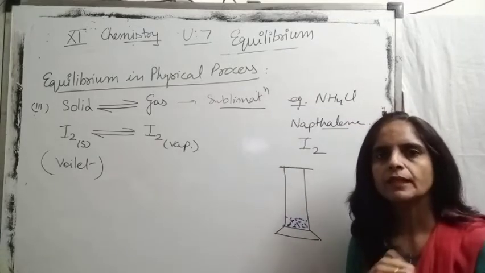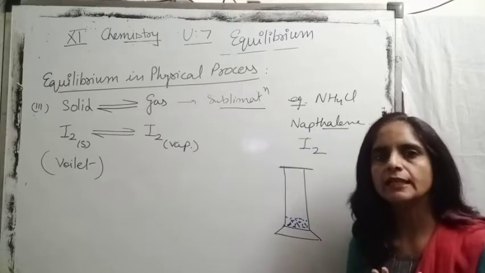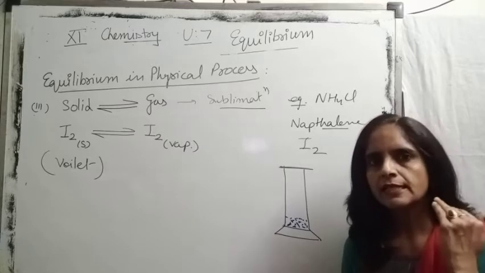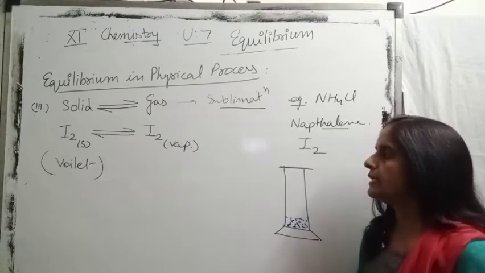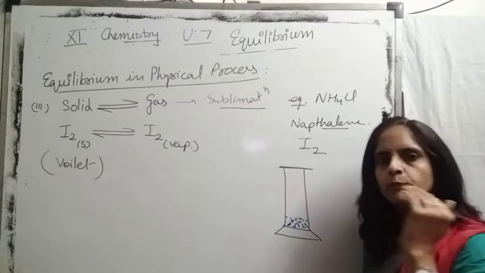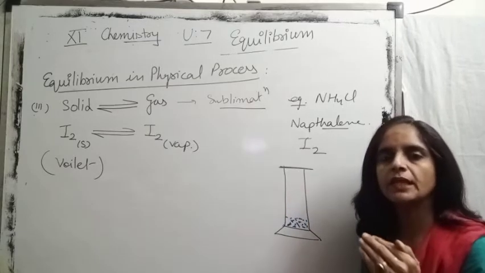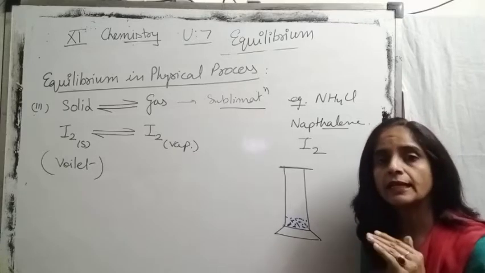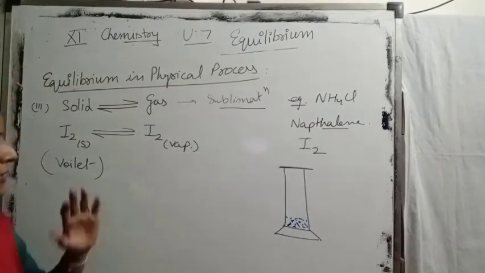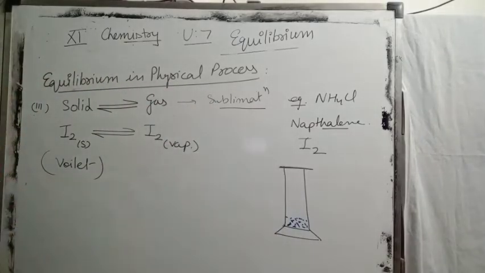Very simple. Initially we can observe that the intensity of color started increasing slowly. But a stage comes where the intensity of color becomes constant in this jar, and the point where the intensity of color becomes constant, that is the equilibrium stage. So in this way, by taking any sublimate compound, you can observe this. But yes, if you take a colored substance, it becomes very easy to observe the attainment of equilibrium.